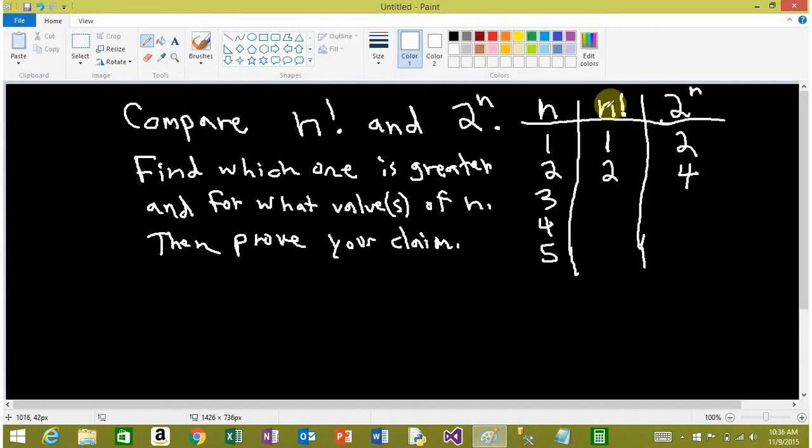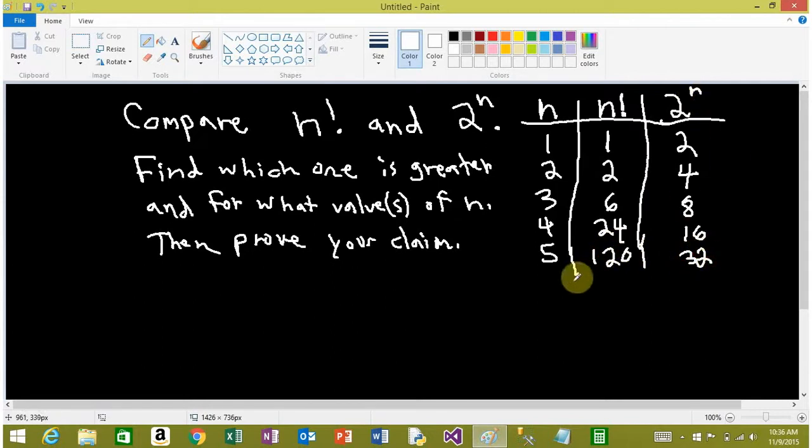3 factorial is 6, and then 2 to the third power, 2 cubed, is 8, so we can still see 2 to the n is beating n factorial. But let's say we get to n equals 4, and 4 factorial, that's 24, and 2 to the fourth power is 16, so n factorial is in the lead, and then 5 factorial, that's 120, and 2 to the fifth power is 32.